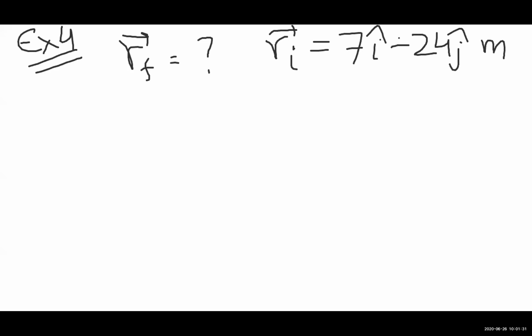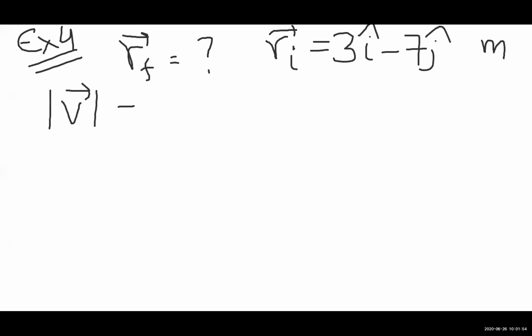Oh, sorry, I wrote RI wrong. RI is given as 3 i cap minus 7 j cap. Yes, that is absolutely correct. So the magnitude of average velocity they have given. Okay, units are given. Magnitude of average velocity is given as 50 meters per second.